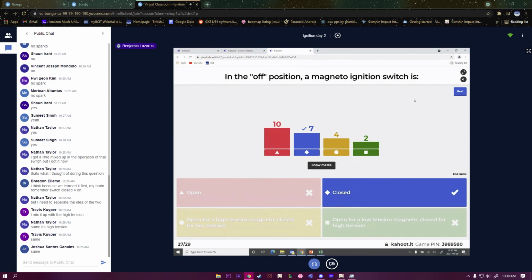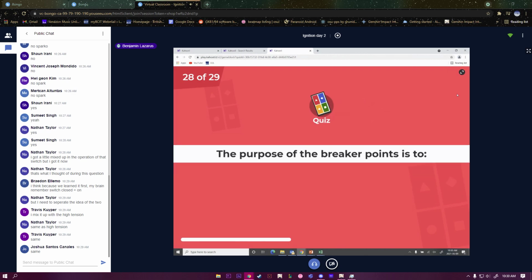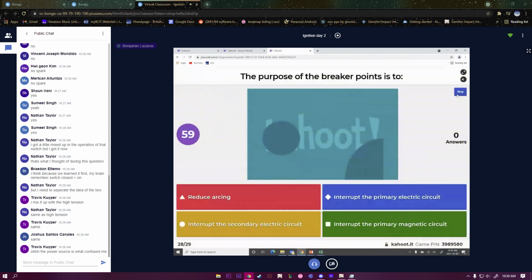All right, let's move along. Almost done in the Kahoot. And that's the major difference between a car ignition system and an airplane ignition system. With these airplane ignition systems, if the battery goes dead, you continue to fly until you run out of gas. You just can't listen to the hockey game.